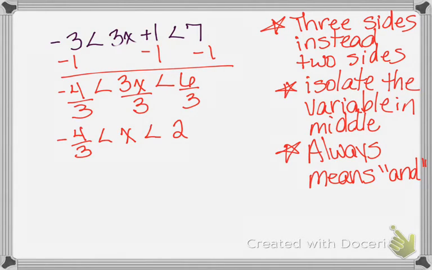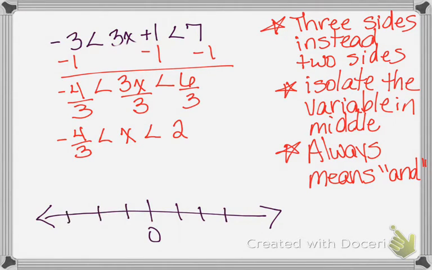Okay, now, when I graph that, it's okay if you graph this thinking, okay, well, negative 4/3 is about right here. 2 is here. And that's my answer right there. So if I write it in interval notation, I've got negative 4/3. That's my answer. Negative 4/3, comma 2 in interval notation.